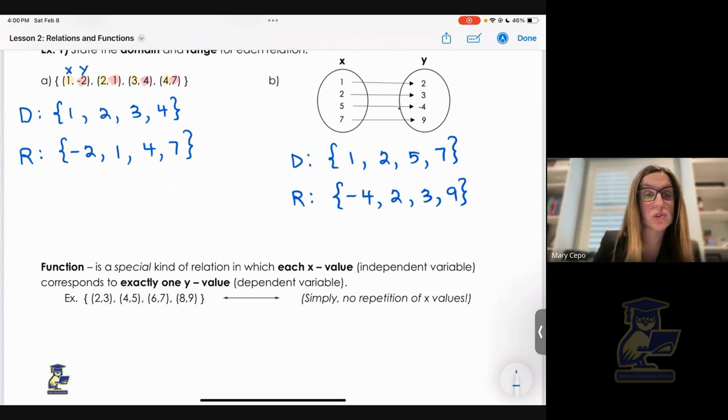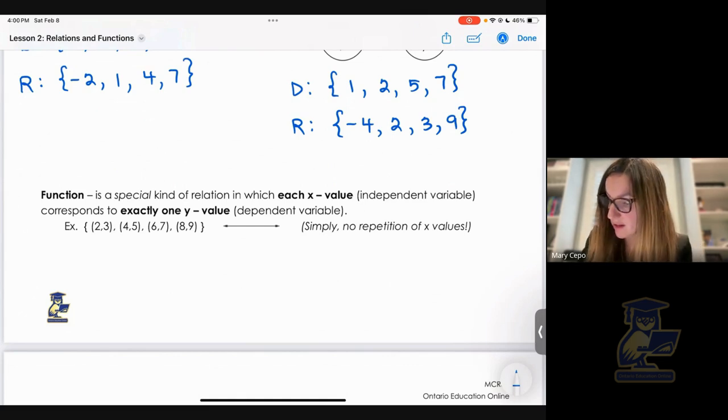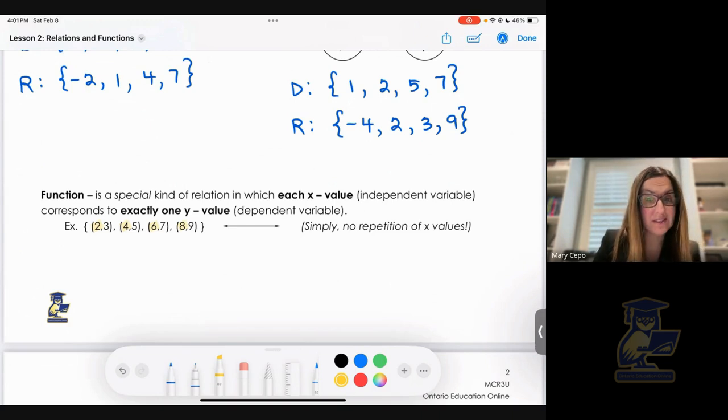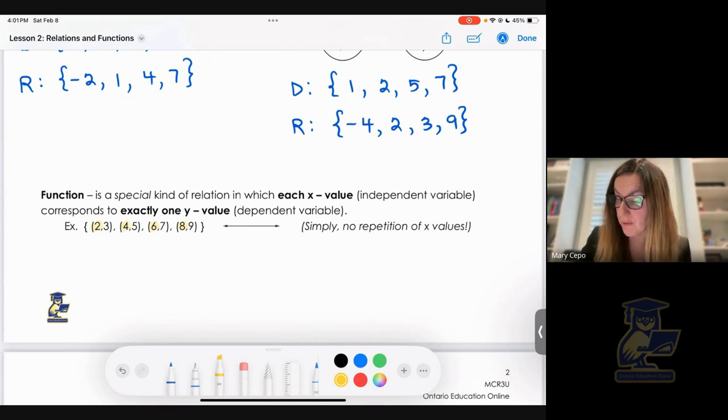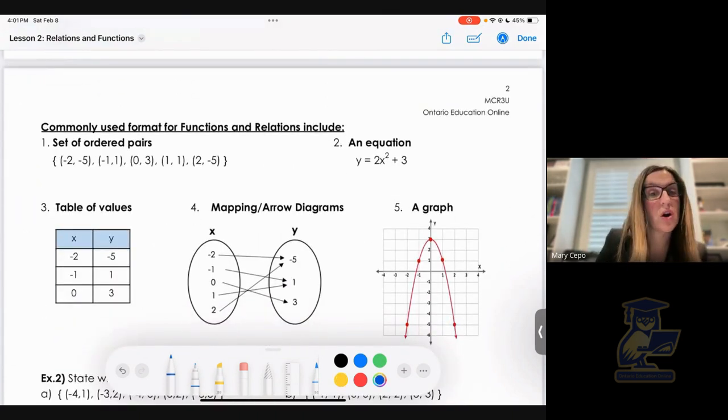Now, what makes a relation a function? A function is a special kind of relation in which each X value, our independent variable, corresponds, and let me stress this, to exactly one Y value, the dependent variable. Given this example, a quick way of deciding whether a relation is a function, if the relation is expressed as ordered pairs, is to look at your X values. If they don't repeat, the relation is a function. We're going to use that property to decide on the following examples whether the relations are functions.